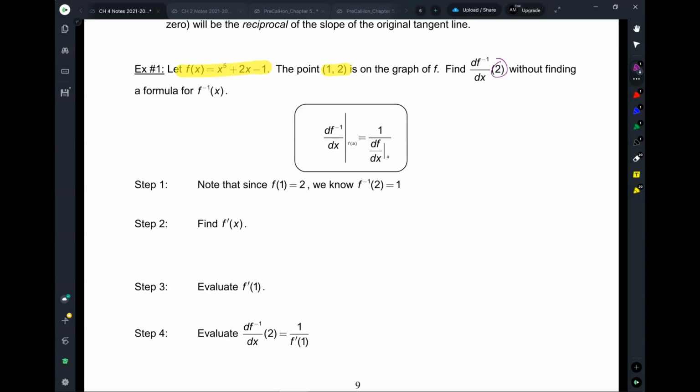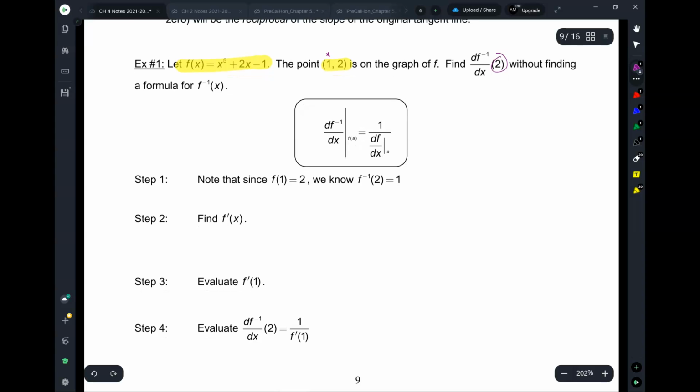Okay, so what do we know? We know that in the original function, when x is 1, y is 2. And since we know that f of 1 is 2, this is the point 1 comma 2.